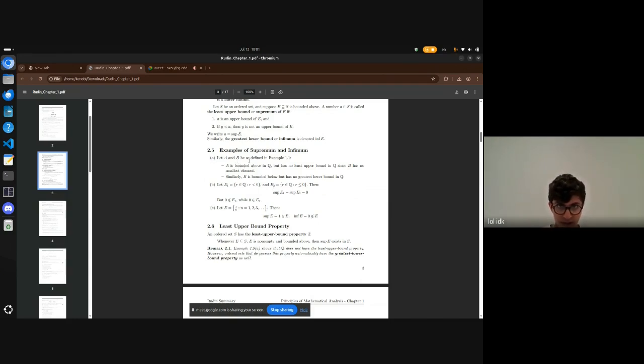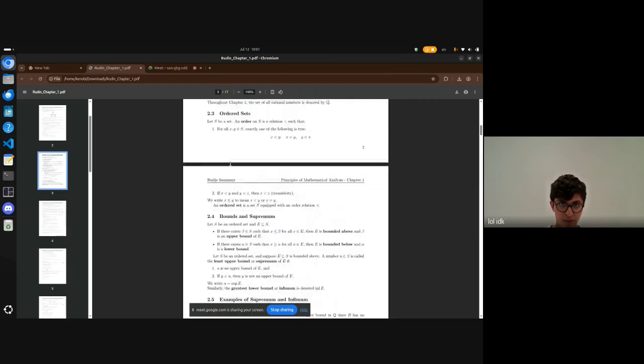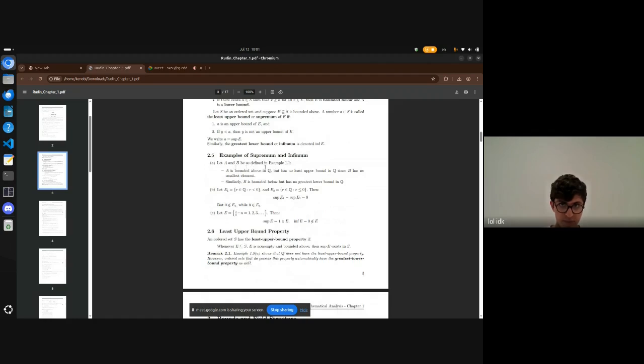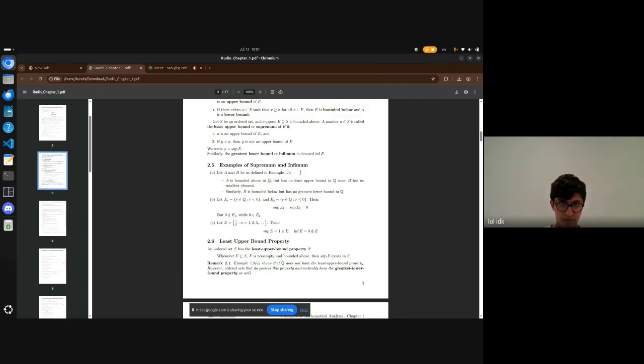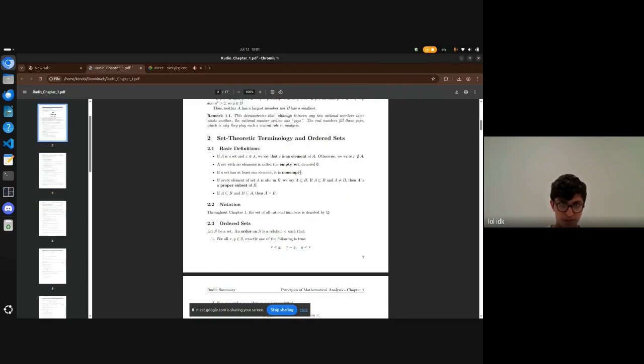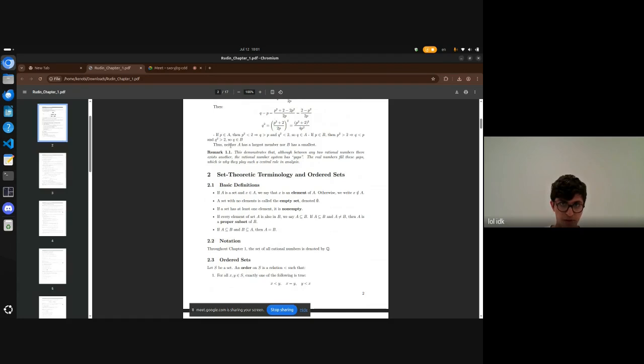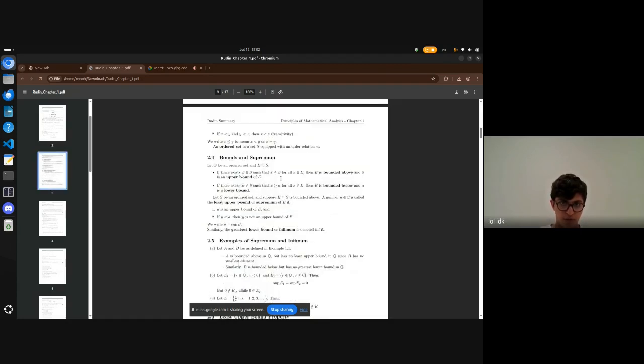Let A and B be as defined in example 1.1. A is bounded above in Q and has no least upper bound. Okay, yeah, so we're talking about the first example here. Remember, it had a gap. There was no least upper bound or greatest lower bound, because that's what we concluded here. We said there was a gap. Neither does A have a largest member nor does B have a smallest, which is the conclusion we got.